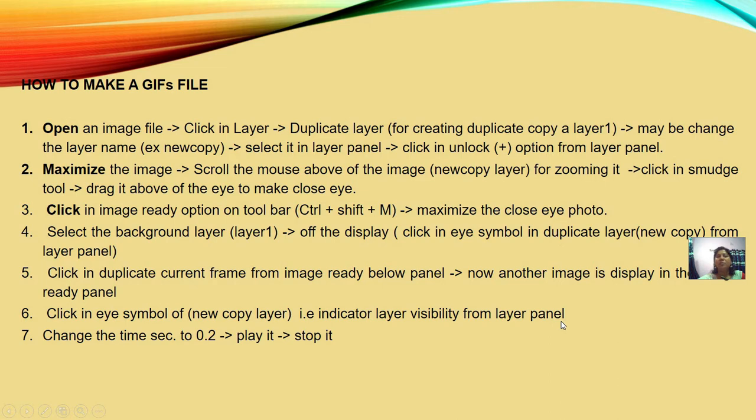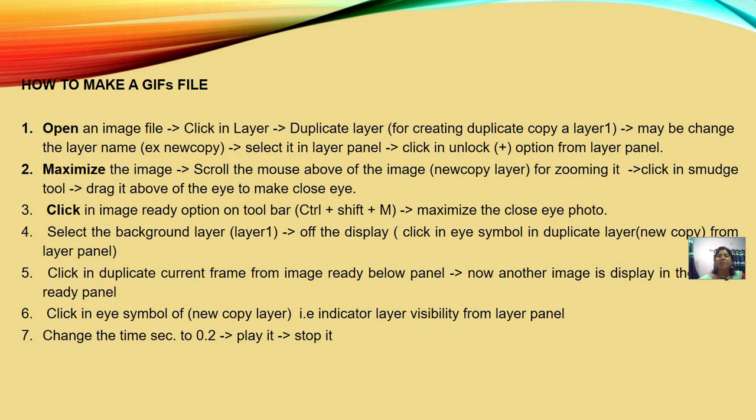Then you have to change the time. So for changing the time, set the seconds to 0.2 for both images. Because you are having 2 images, you may add 3 or 4 images depending upon your graphics format. Then after changing, you have to play it to check whether the GIF file is prepared or not.